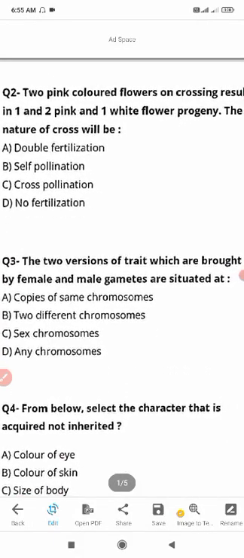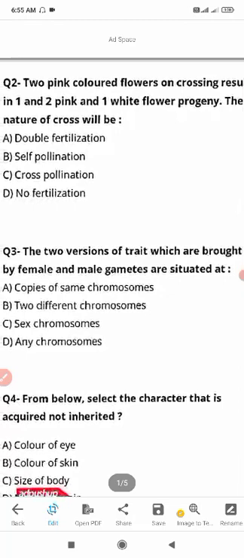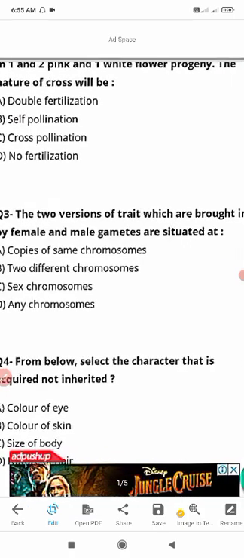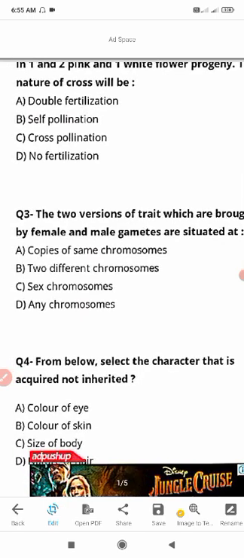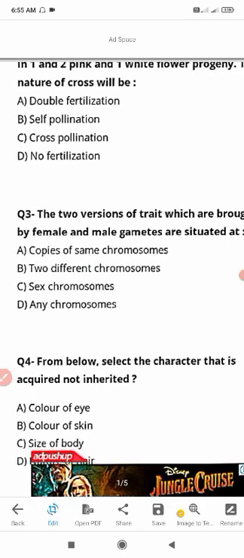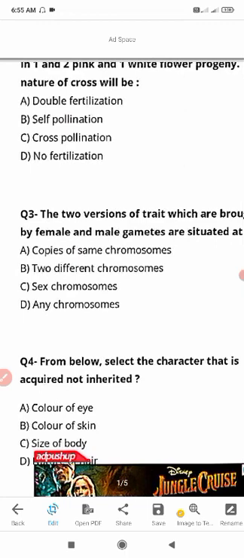Question number 3. The two versions of traits which are brought in by female and male gametes are situated at sex chromosomes. And now question number 4. From below, select the character that is acquired or not inherited. Color of eye is inherited, color of skin is inherited, size of body is inherited, and I hope answer D will be the correct one, which is not visible here. So answer D will be correct. Dear students, this will be the answer.